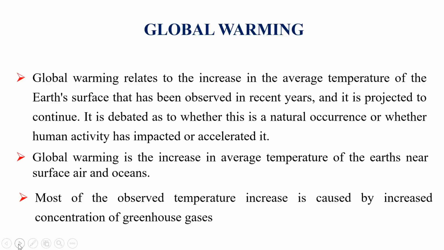Global warming is related to the increase in the average temperature of the Earth's surface that has been observed in recent years, and it is projected to continue. Climate change means an increase in the average temperature of the Earth. This is known as global warming. This is a natural occurrence, and whether human activity has impacted or accelerated it.